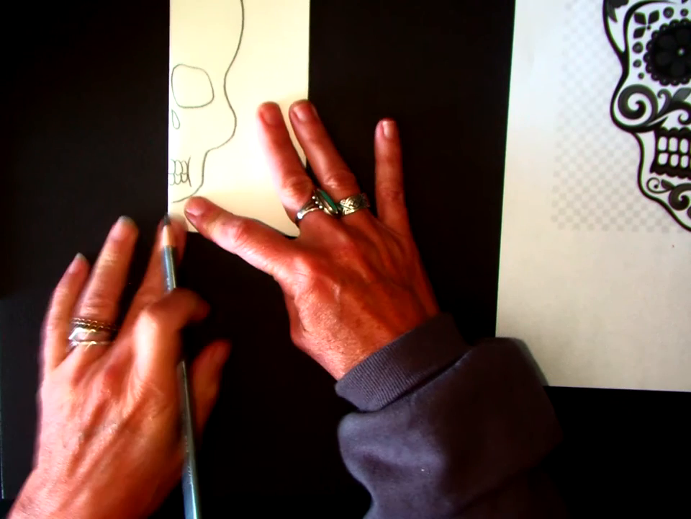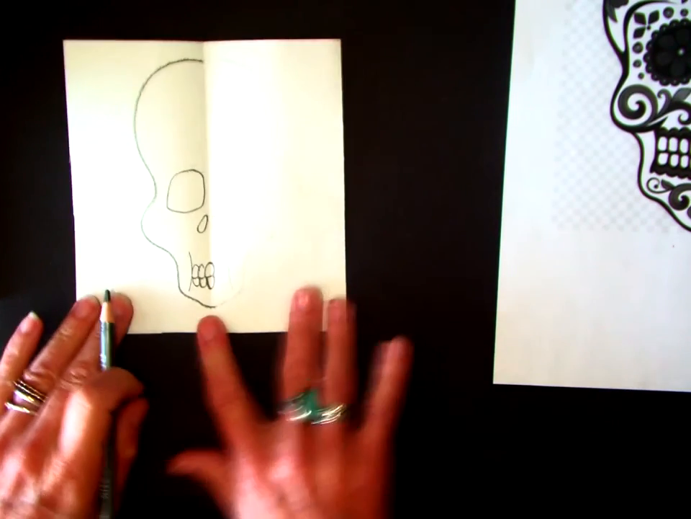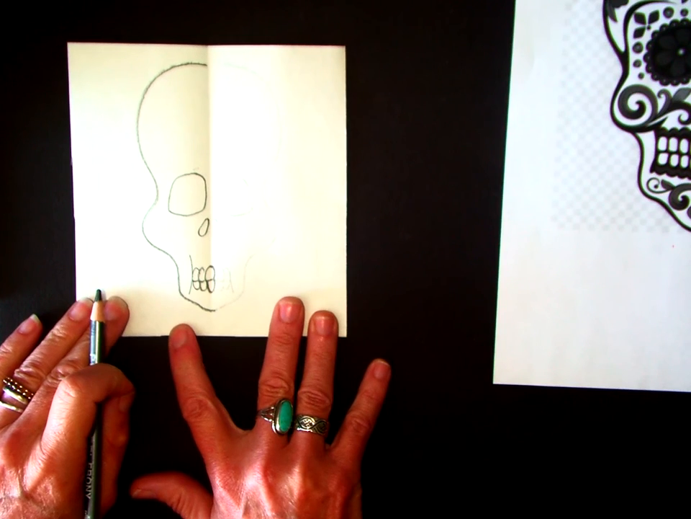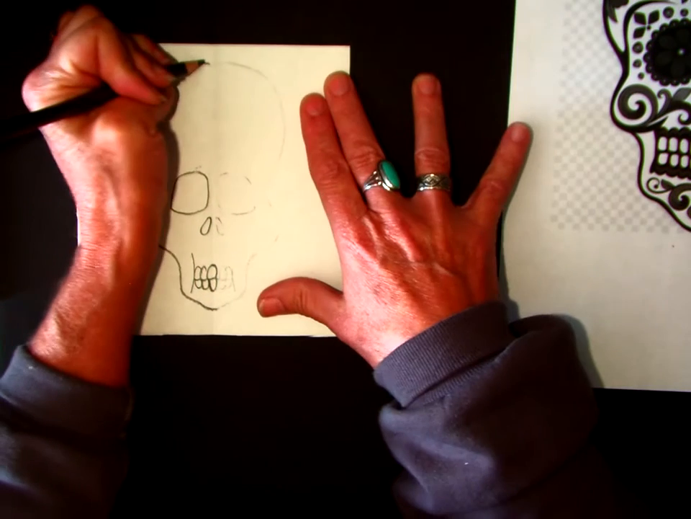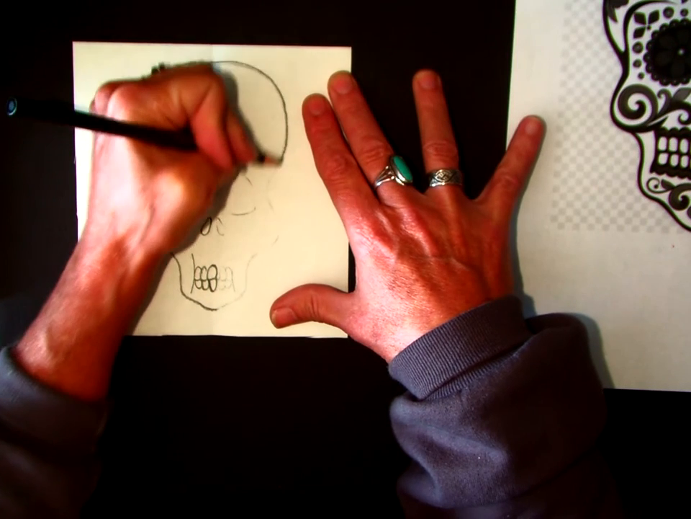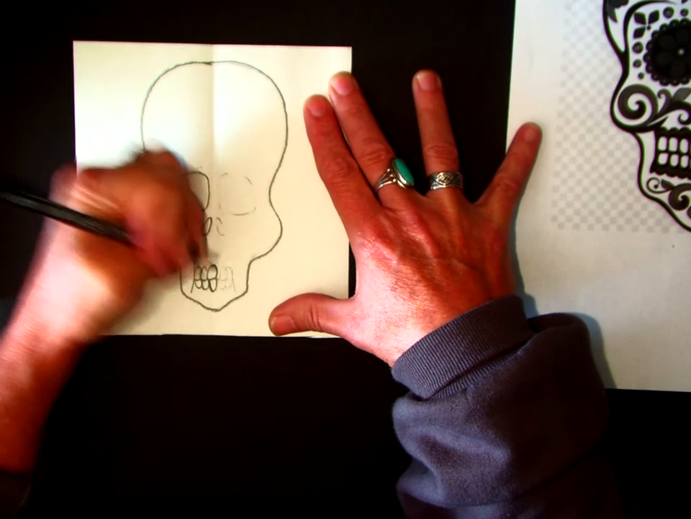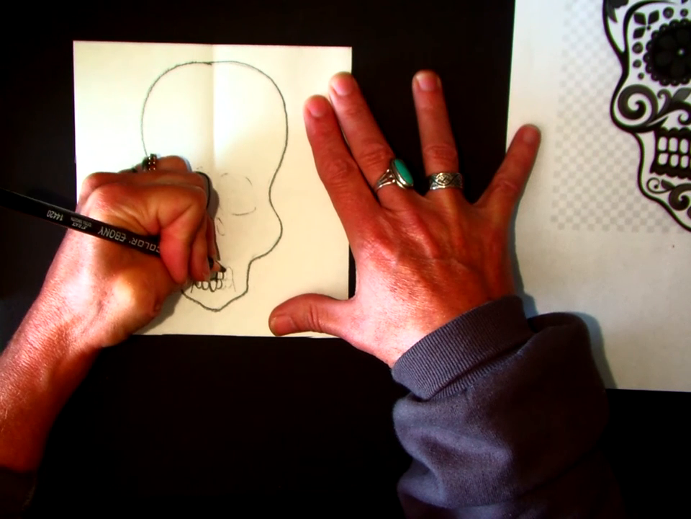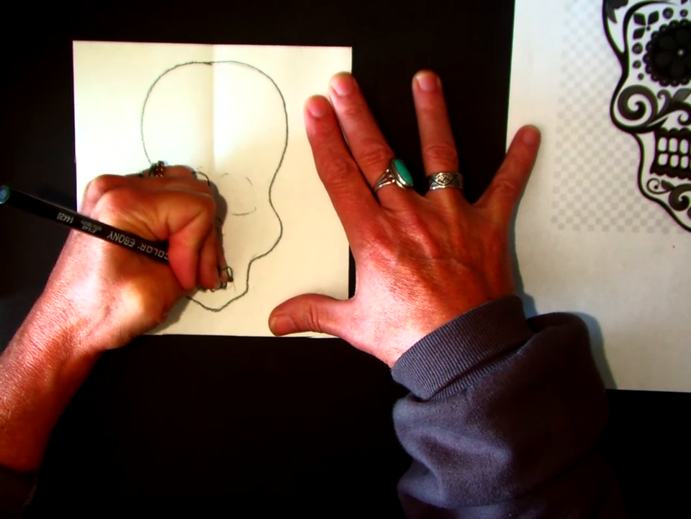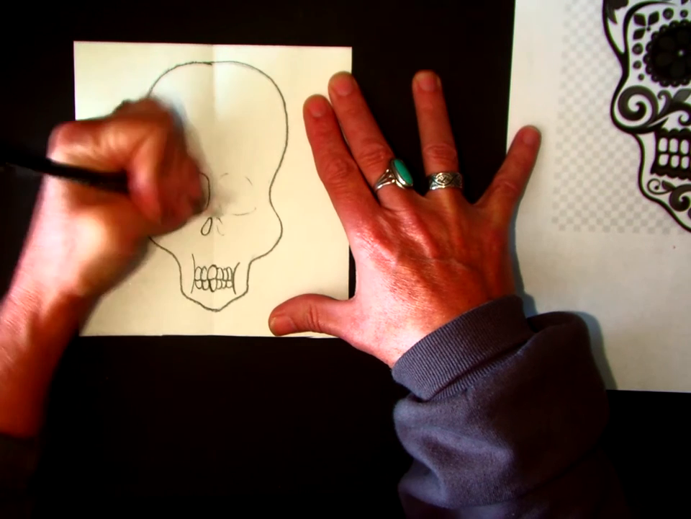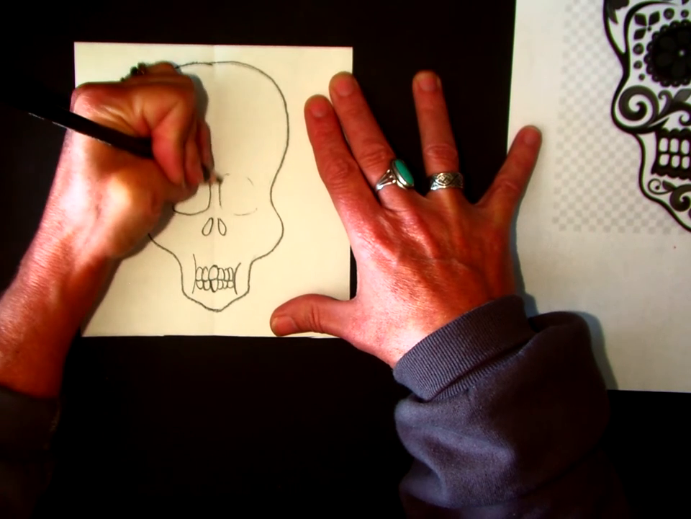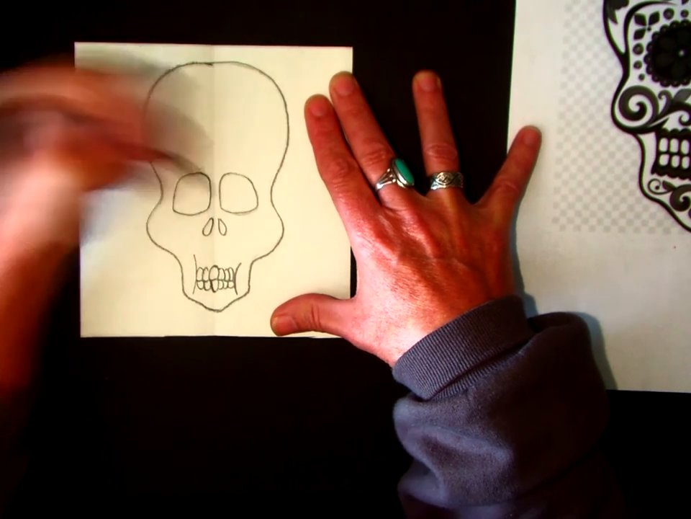So I have pressed down, and when I open this up again, I am going to have a repeated skull on the other side. So then I'm going to go in and add the teeth back in, add the nostril, and if you can see this you're fine, but sometimes you can't.